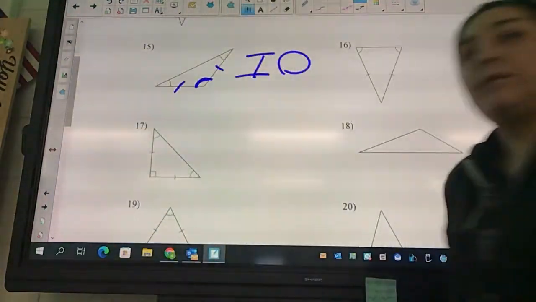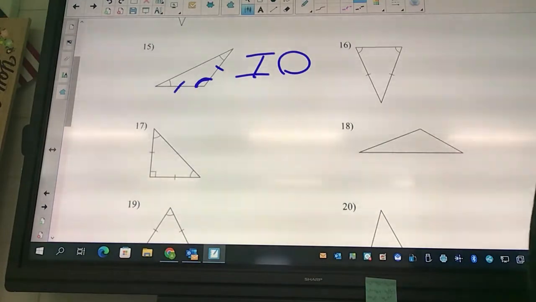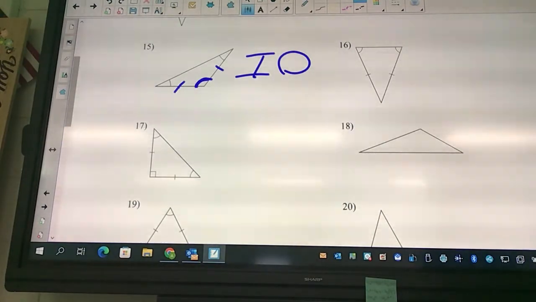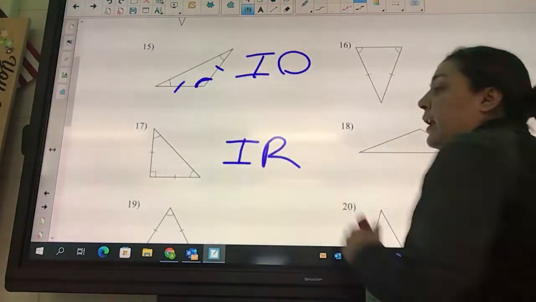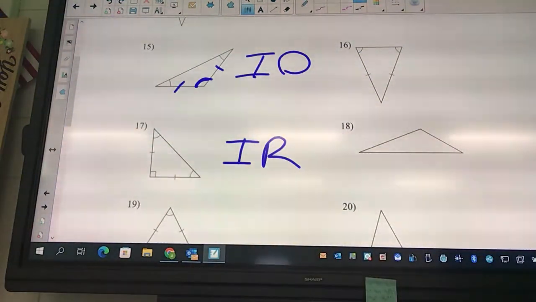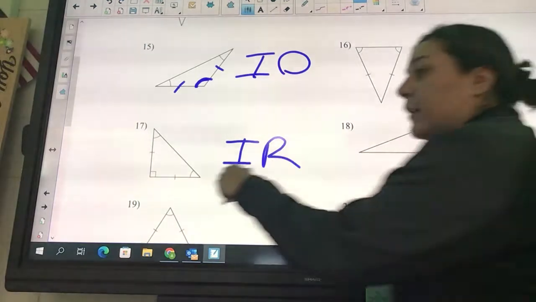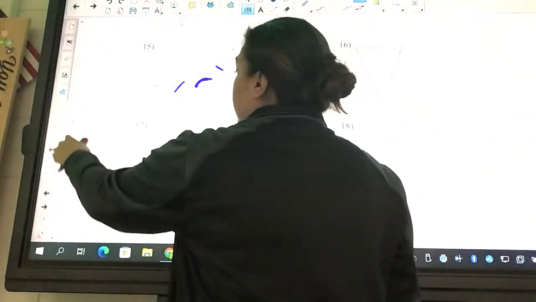17. It's not a scalene. Isosceles, right. How do we know that's a right angle? Yeah, it's got that little square. 90 degrees. Yep, 90 degrees.